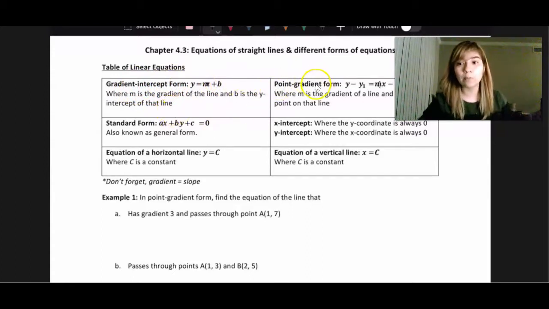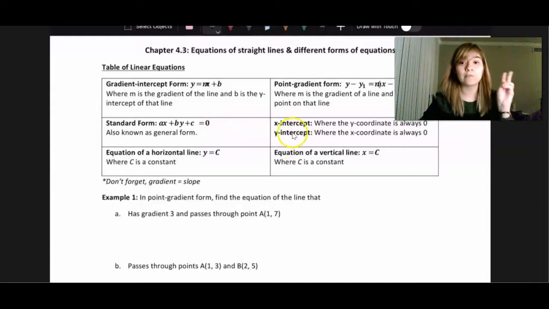Point gradient form, which, remember, is point slope form, which you probably see as y minus y1 equals m(x minus x1). It's a little bit cut off, where m is the gradient and any given point they give you is denoted by (x1, y1). We also have standard form, which is the least common one, in the form of ax plus by plus c equals 0. We also call this general form. Usually we use this form if we want to find y-intercepts, but it's not very commonly used.